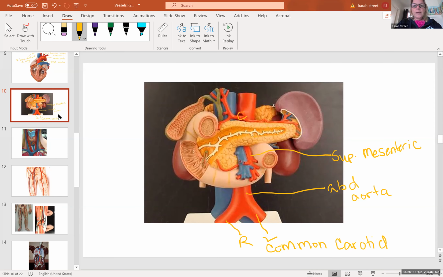Coming out at you right here is that celiac trunk. This branch here is the hepatic artery. And here is the splenic.